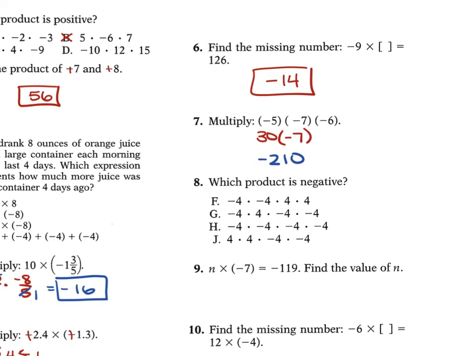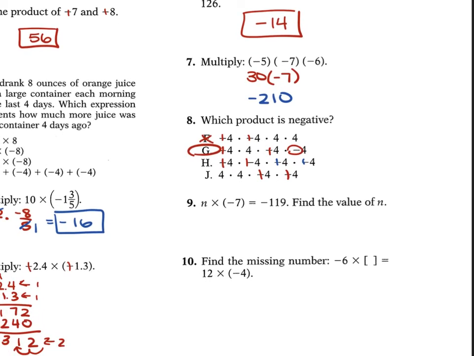8 asks us which product is negative. F, we have a negative 4 times a negative 4. That's a positive 4 times a positive times a positive. That's going to be positive, so that's not right. For G, we have an odd number of negatives, so these two would become positive, and your answer would be negative, so G would be negative. H, you would have 2 positives here, and then 2 here. And then J, a negative times a negative is a positive.